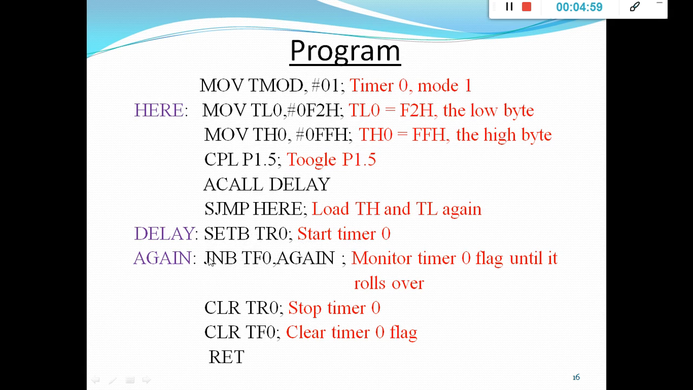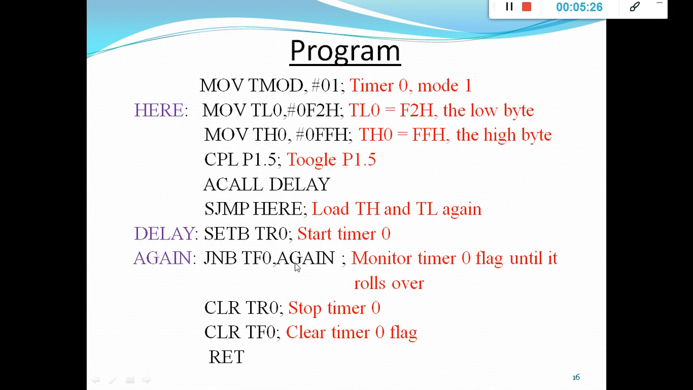So how to monitor? This is the instruction, JNB. NB stands for "no bit", meaning 0. In TF the value will be 0, so when the TF value is 0 it will jump to again. Once the TF flag becomes 1, it will not jump to again, it will execute the instruction below the jump. So it will stay in the same loop until TF becomes 1.